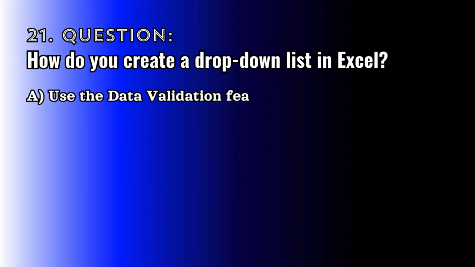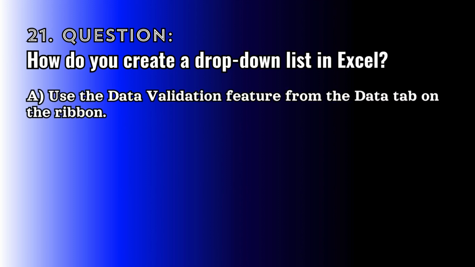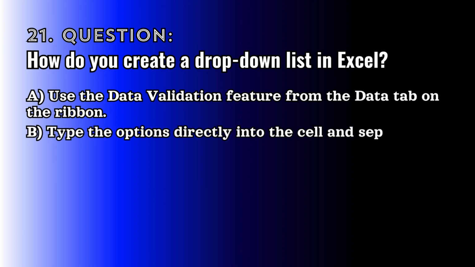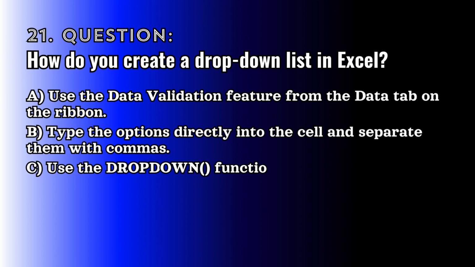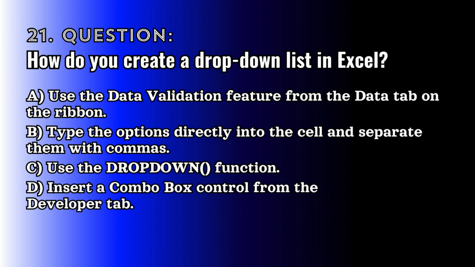Option A. Use the data validation feature from the Data tab on the ribbon. Option B. Type the options directly into the cell and separate them with commas. Option C. Use the drop-down function. And option D. Insert a combo box control from the Developer tab.